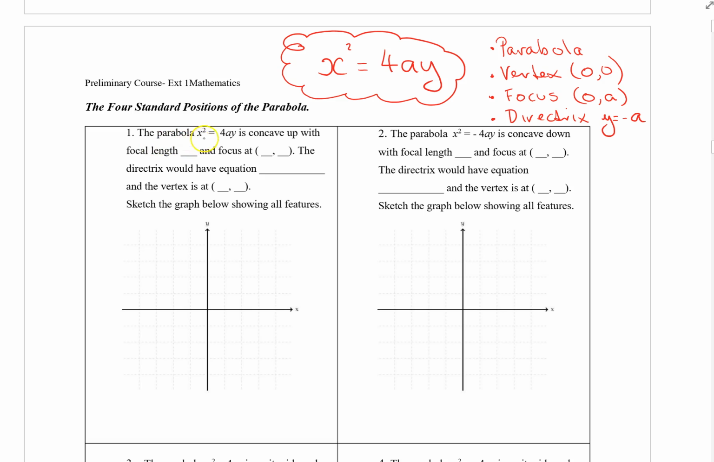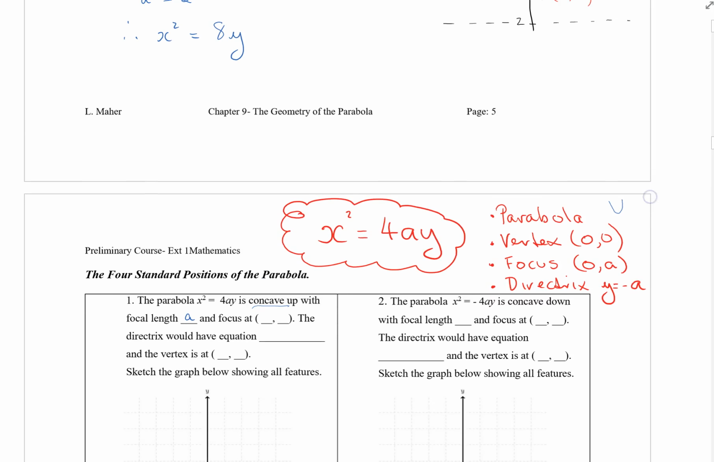The parabola x squared equals 4ay is what we call concave up. So it's like what we would have previously said as a positive U shape. The focal length will always be a. Now, the focal length is not necessarily the coefficient of y, because as you saw back here, the coefficient is 8, but the focal length was not 8. The focal length was 2.